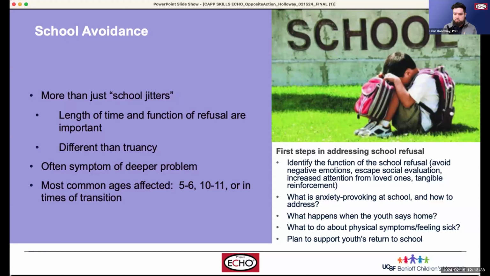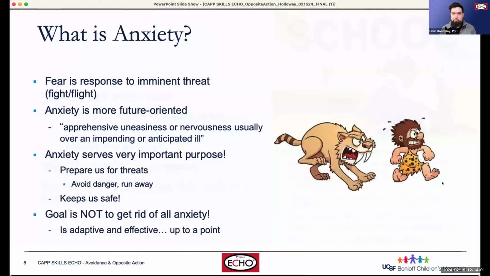What to do about physical symptoms of feeling sick. And so trying to rule out, is this a cold? I've got an upper respiratory thing going right now. That can be very common. Versus there also can be somatic presentations of mental health disorders or other challenges. And finally, it's important to come up with a plan to support the youth's return to school. And that's what we're going to talk more about today.